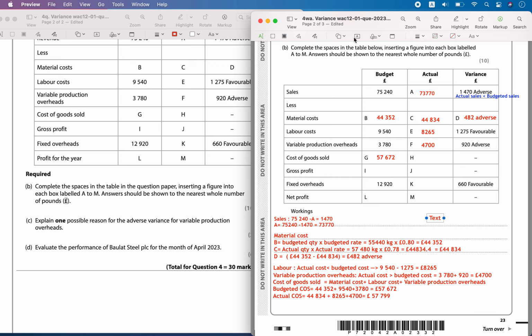So let's write first here actual COS, 57,799. Now let's calculate the gross profit, which is revenue minus the COS. So the gross profit is nothing but sales minus COS. So that is 75,240 minus 57,672, that is 17,568.